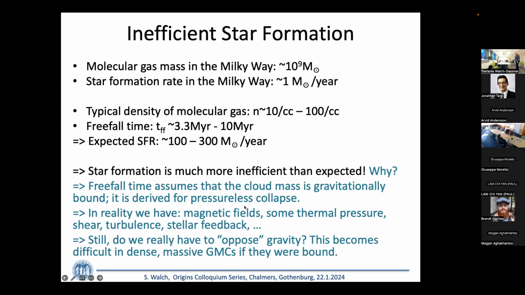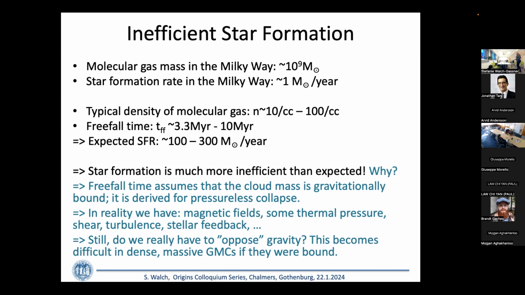So now, just to summarize this, the question is, why is star formation so inefficient? If you go with the free-fall time assumption, then you put in the assumption that your cloud is gravitationally bound, because the free-fall time is derived for pressureless collapse. So it assumes that everything which is there will eventually collapse, and that there's nothing opposing it. So the free-fall time is really the very shortest time you can get. In reality, we have magnetic fields, we have some thermal pressure, we have shear in the galaxy, turbulence, feedback, and so on. So the question is, do we really have to oppose gravity?